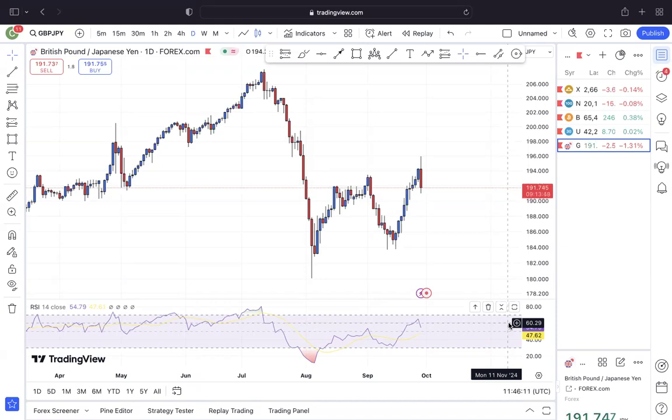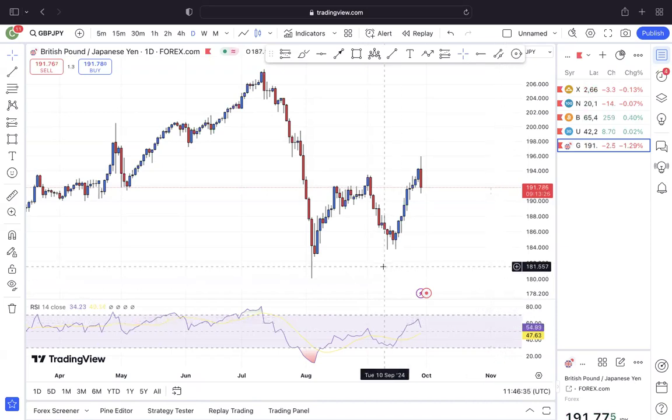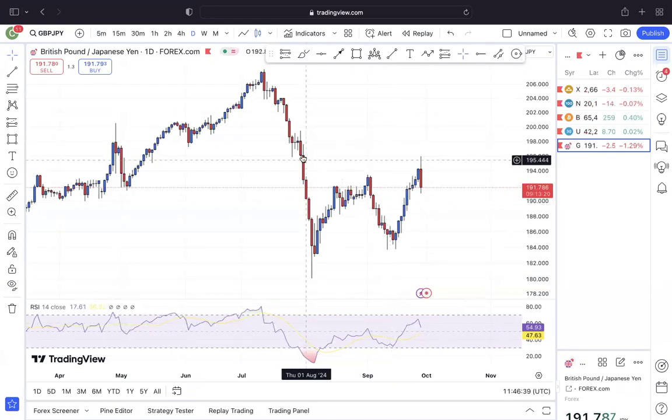And in this video, we're going to go over the double bottom pattern. So what is a double bottom pattern? It's a bullish reversal pattern that occurs at the bottom of a downtrend. And the double bottom pattern resembles the letter W due to the two touch lows and a change in the trend direction from a downtrend to an uptrend.